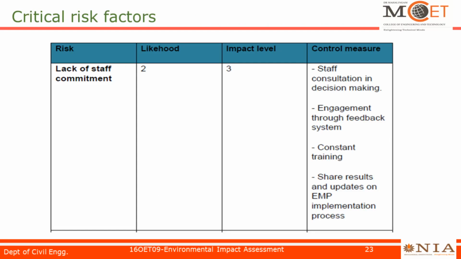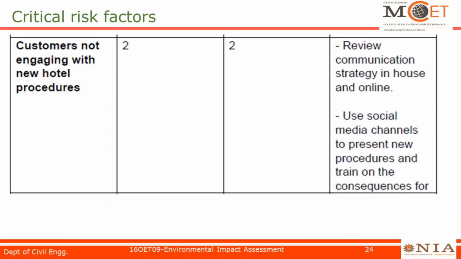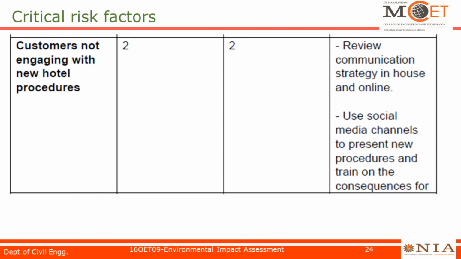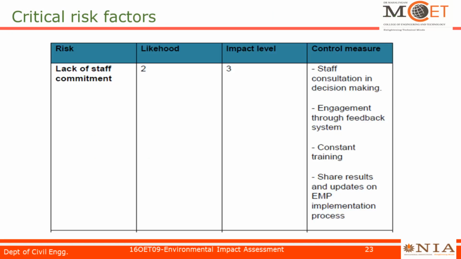So risk is lack of staff commitment. So how often can it happen? Likelihood is 2. Assuming there are 3 levels, I will tell you what the levels are when you go to the next few slides. Maybe I'll just show that. So level 1 is low, second one is moderate, risky, and third one is high. Similarly, likelihood is low is not likely, medium is likely to happen, and third one is high possibility of happening, right? So likelihood is 2, impact level is very high.